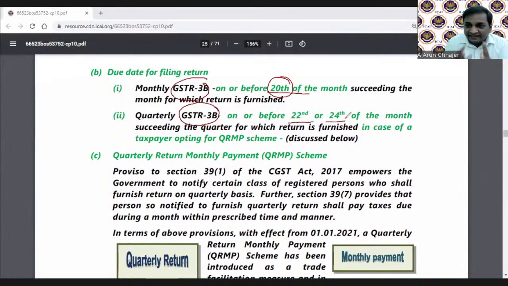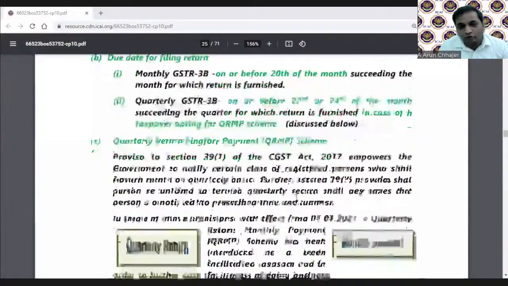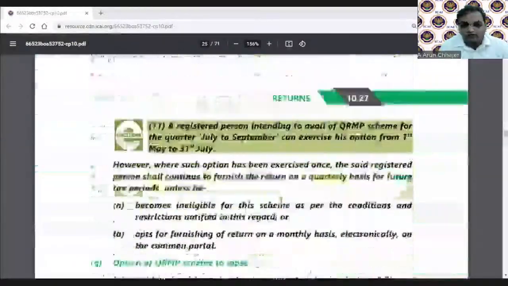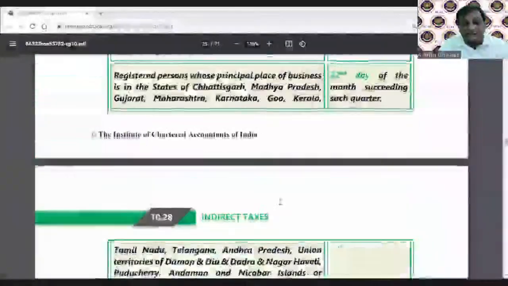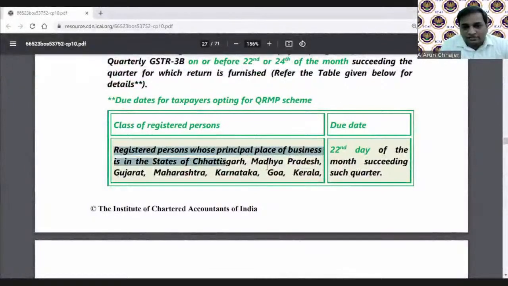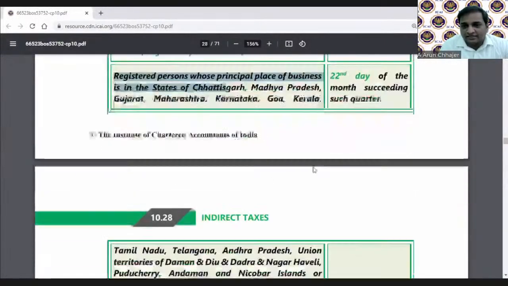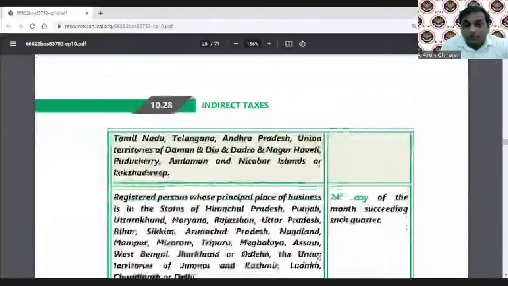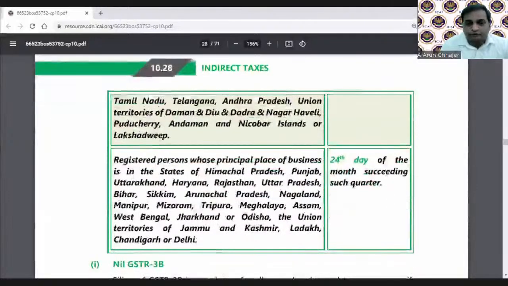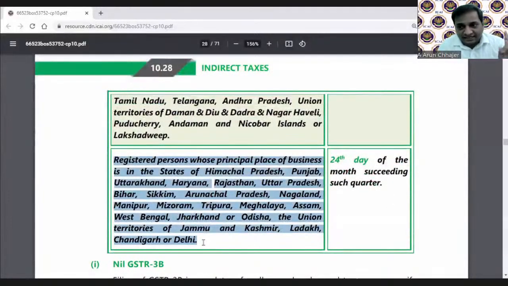So they have divided India into two parts, and for that they have fixed the due date, either 22 or 24. You can go on some pages, it is there. States like Chhattisgarh, Madhya Pradesh, Gujarat, Maharashtra, etc. all have the due date of 22, and certain states have 24. So therefore we are saying staggered manner.